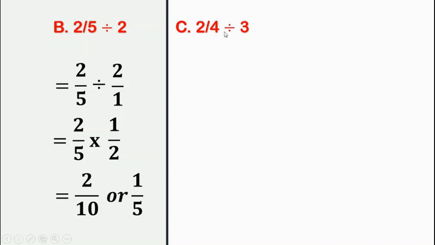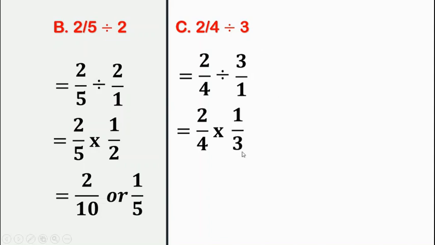In letter C, we have 2/4 divided by 3. Again, we will do the same rule or instruction given to us in our activity. We need to change our whole number into a fraction, that is 3 over 1. Next, change our division symbol into a multiplication symbol or times. Then the second fraction would be its reciprocal. So we got 1/3.